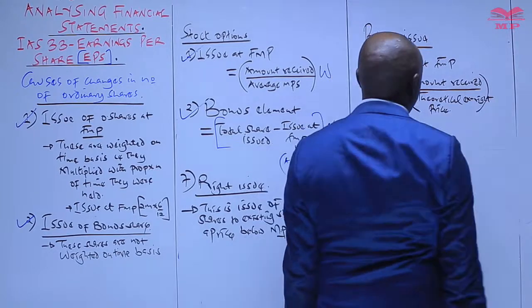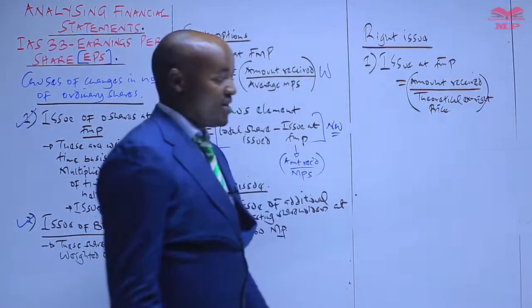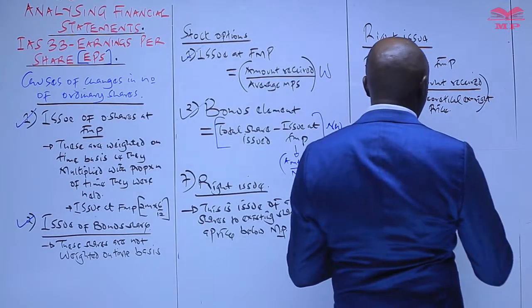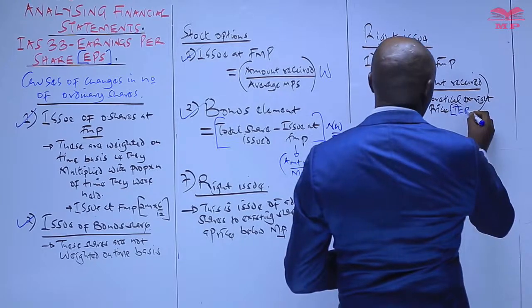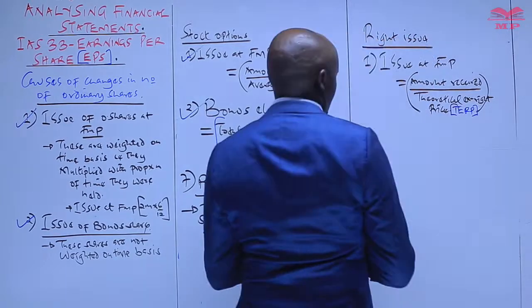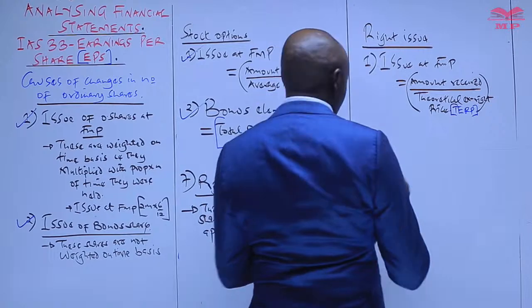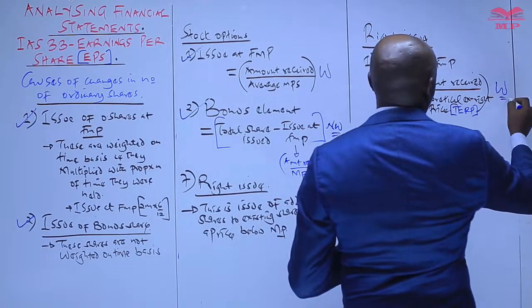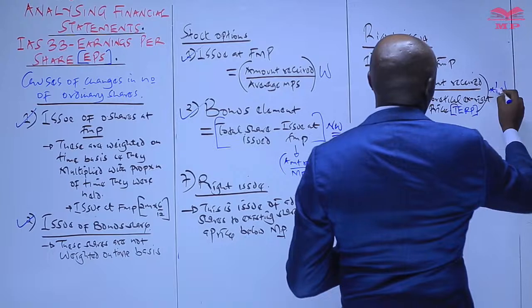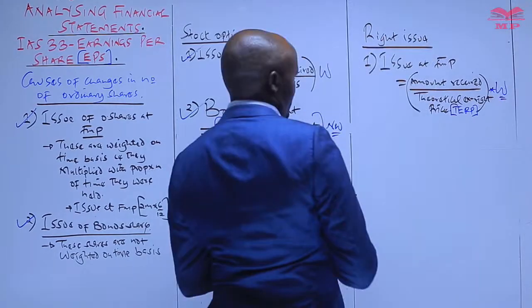I'll explain later what the theoretical ex-rights price is, and also how we compute it, because that is a price which the examiner will not have given you. And then these particular shares, because they are issued at full market price, our rule remains that you have to multiply them by the proportion of time they were held during that year.